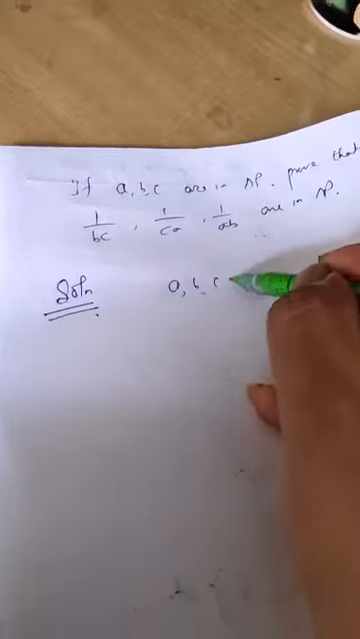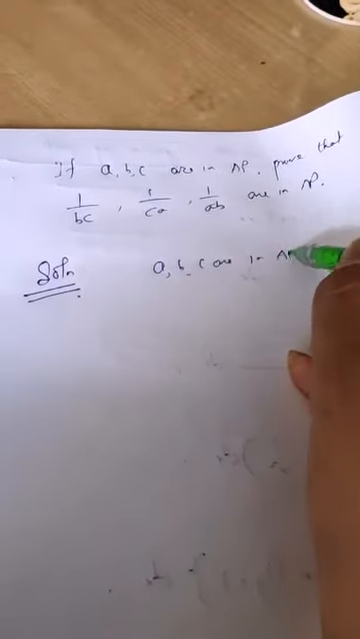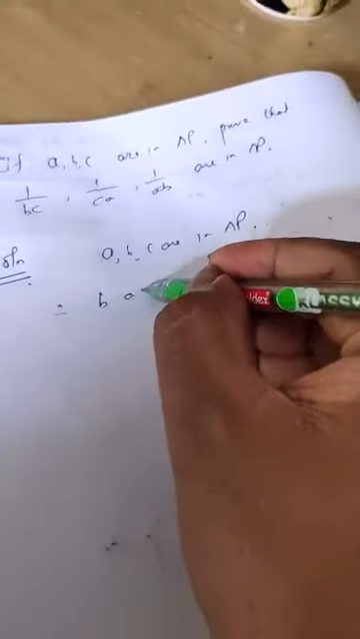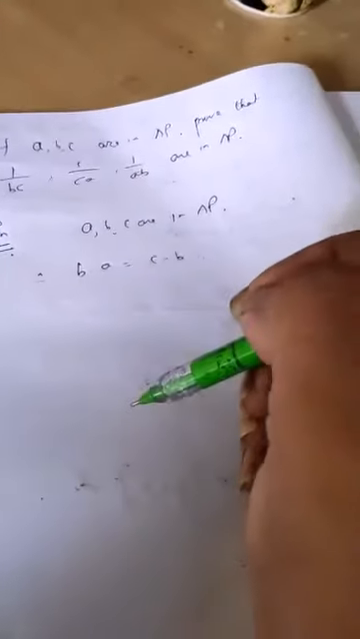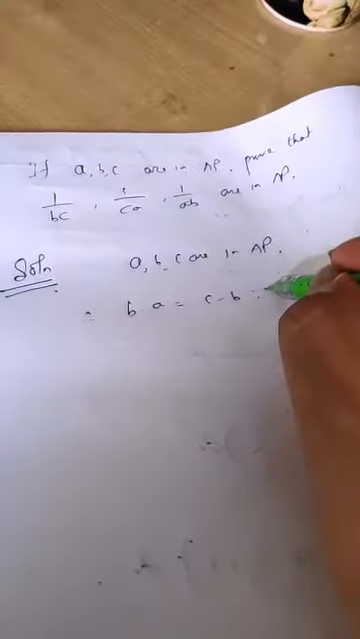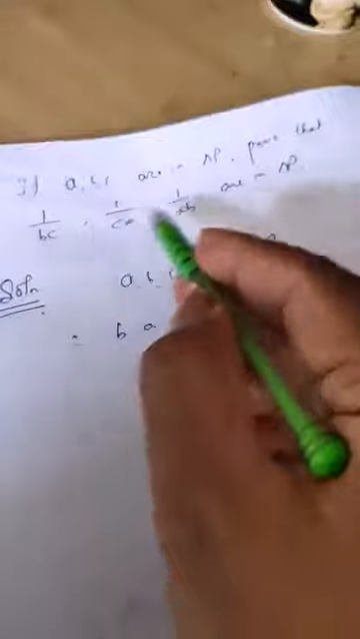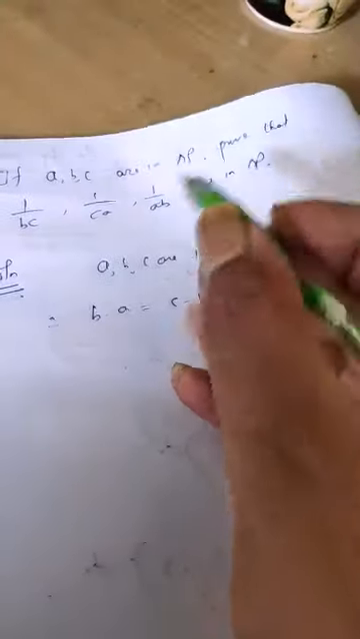What is given? A, B, C are in AP. Therefore, B minus A equals C minus B. So this is number 1. Then what do we have to prove? We have to prove these are in AP. So we write like this.